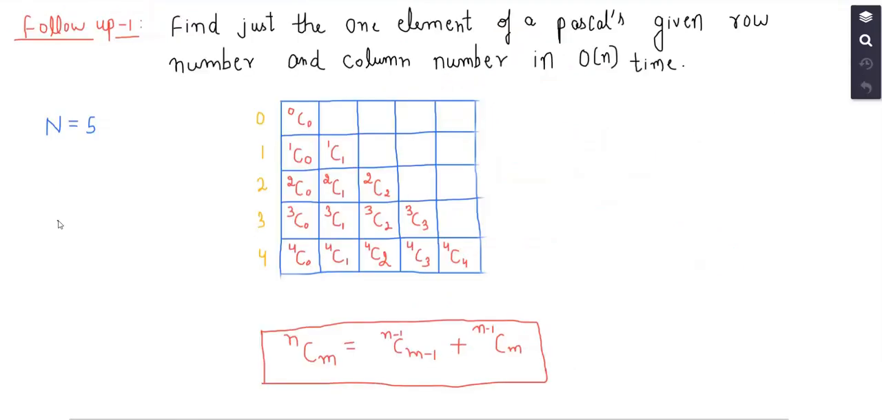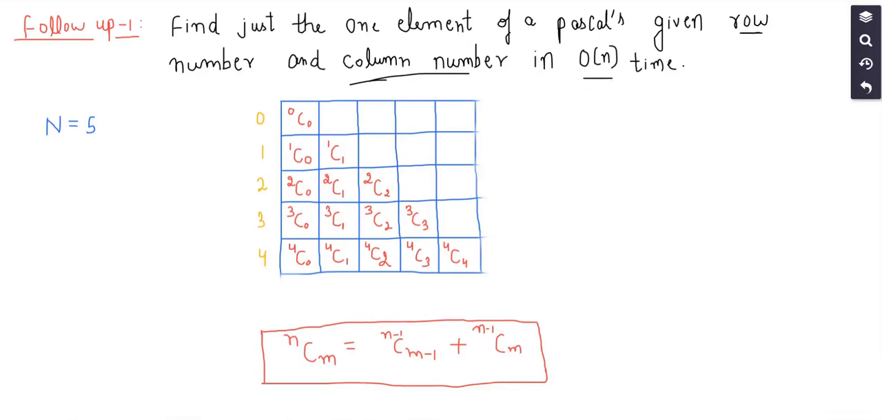Let's see a follow-up for Pascal's triangle. In case we are asked that you're given a row number and a column number, return the element that is present at that location represented by that row and column in linear time complexity. How would you do that?